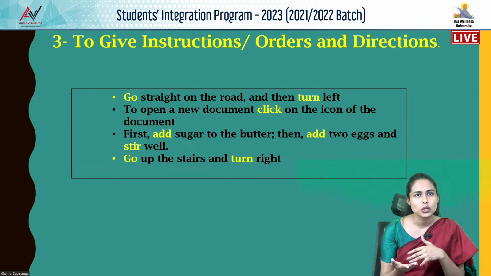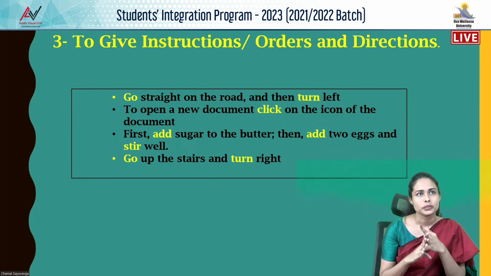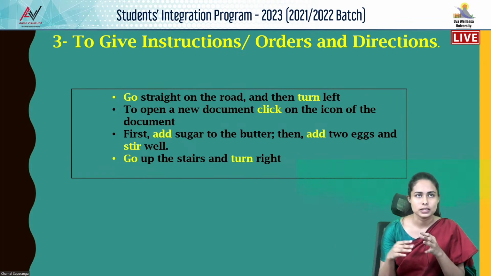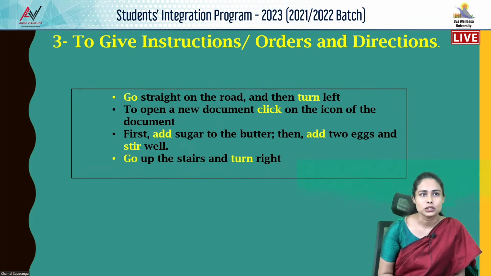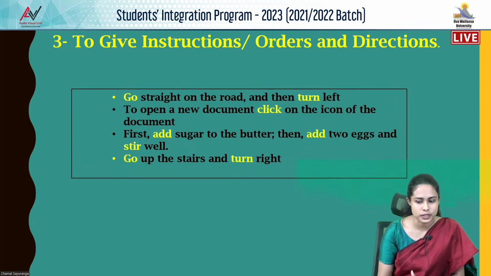To open a new document, click on the icon of the document. First add sugar to the butter and then add 2 eggs and stir well. Go up the stairs and turn right. Go, turn, add, click. The verb is in simple present tense because you can use simple present tense to give actions or commands or give instructions or directions to go somewhere. The third usage of simple present tense.